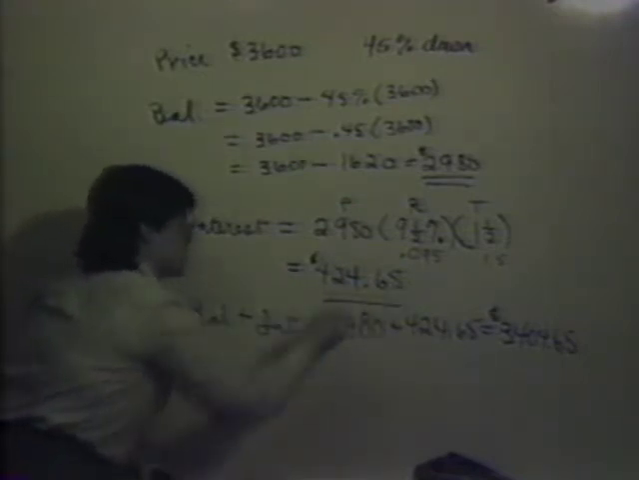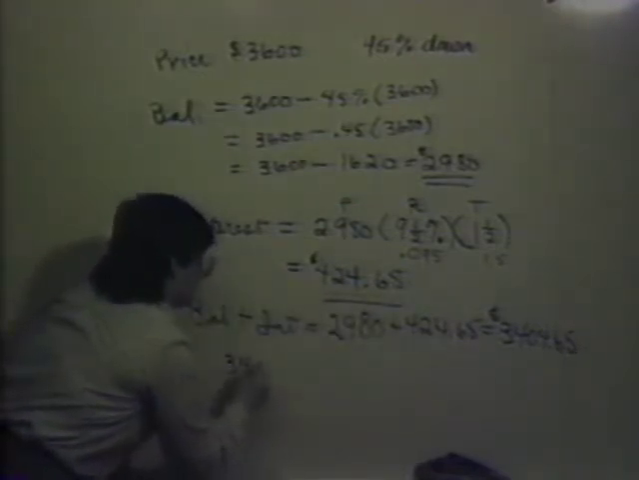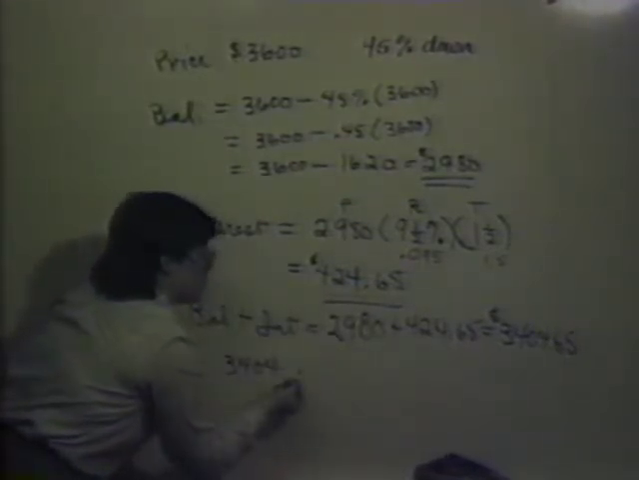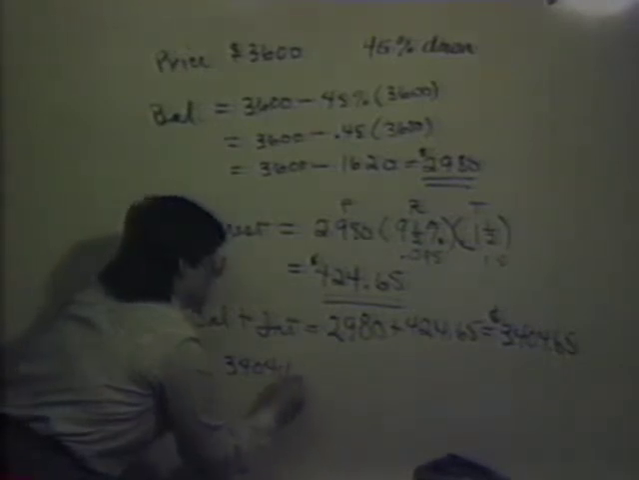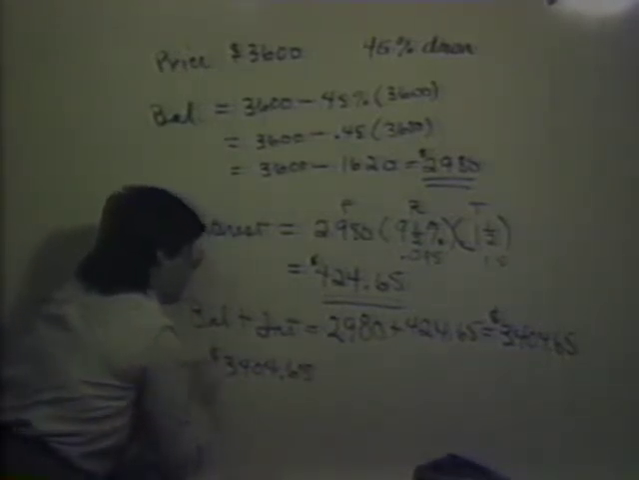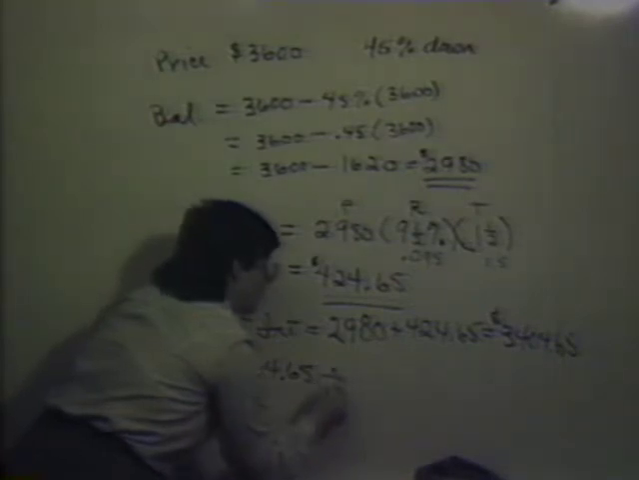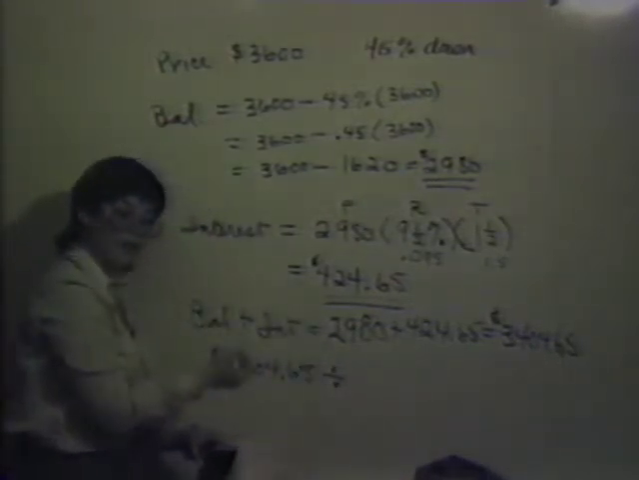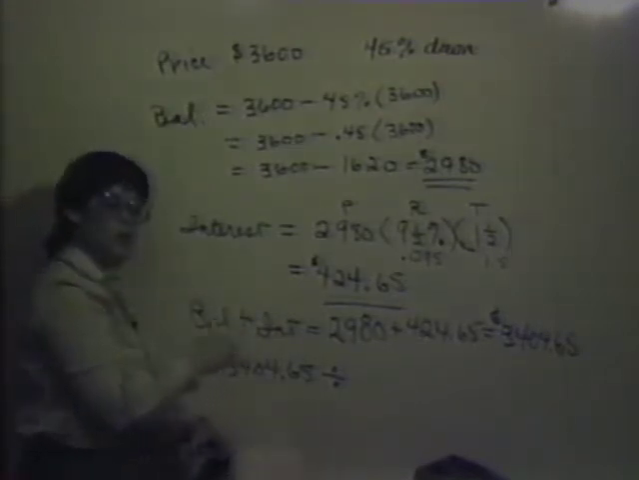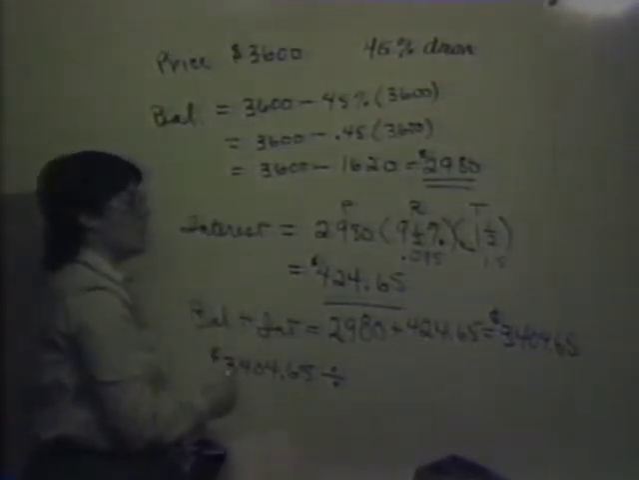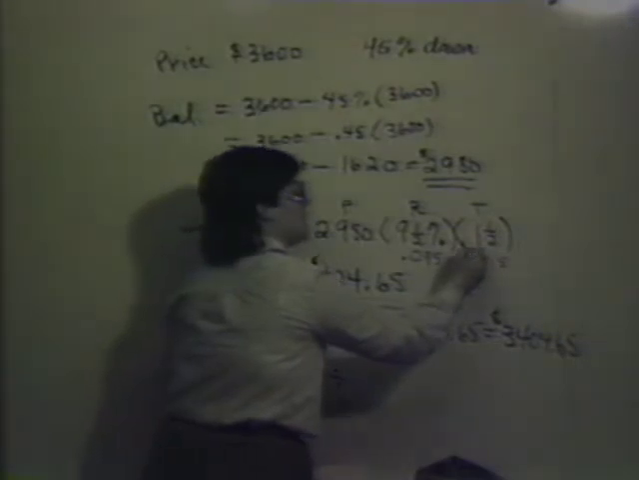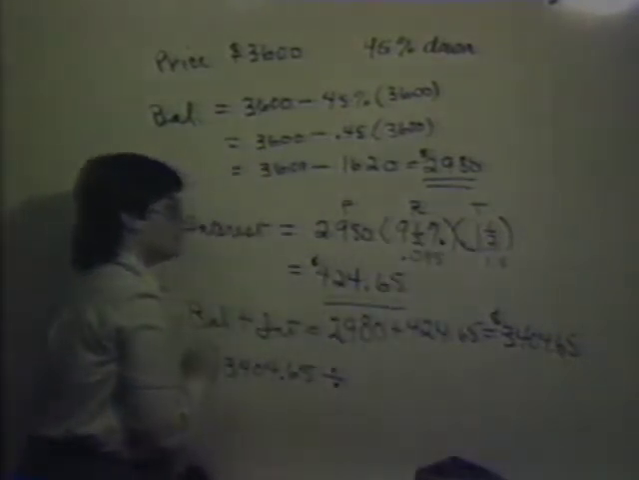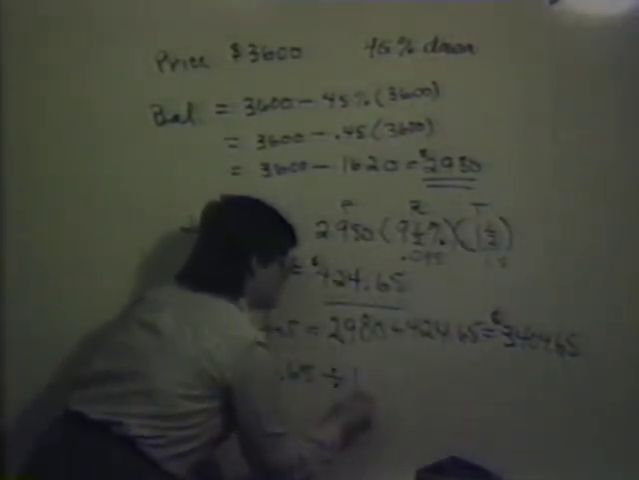You need to divide that by the time. Great. We need to divide 3,404.65 by the number of months in order to find out what our monthly payment is going to be, because we're going to make equal monthly payments. Well, what's our number of months? It'd be 18 then. Right. 1.5 years is 18 months.